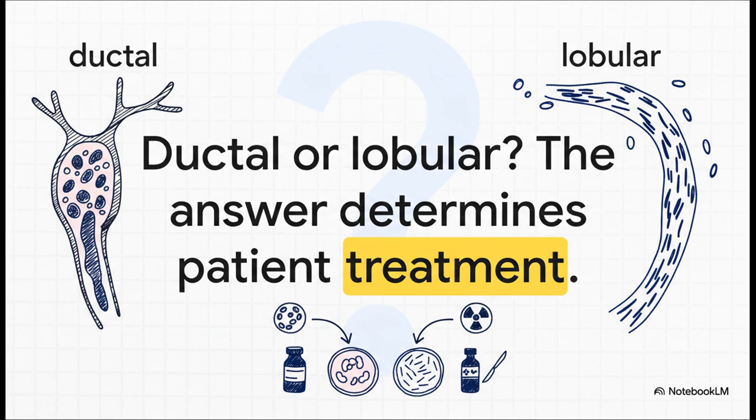Is it ductal carcinoma or lobular? Under a microscope, they can look almost identical, but they behave in totally different ways, and, you guessed it, require completely different treatment plans. Just relying on shape alone would be like flipping a coin on a patient's life.